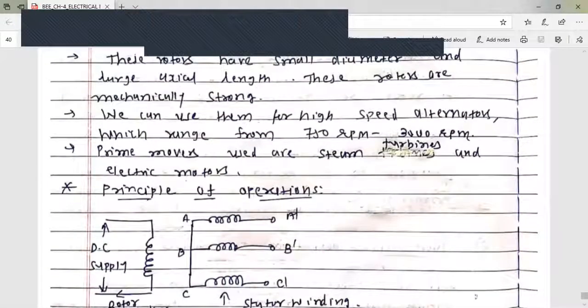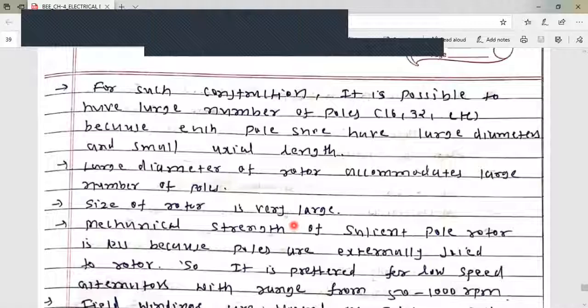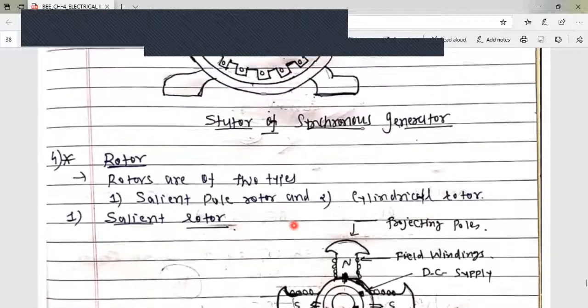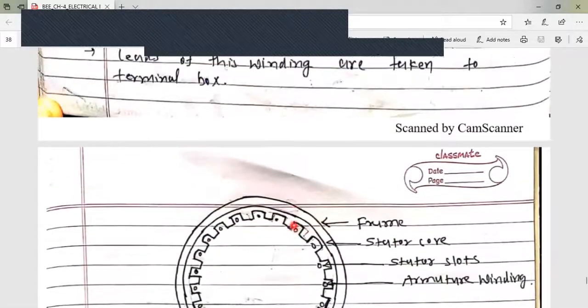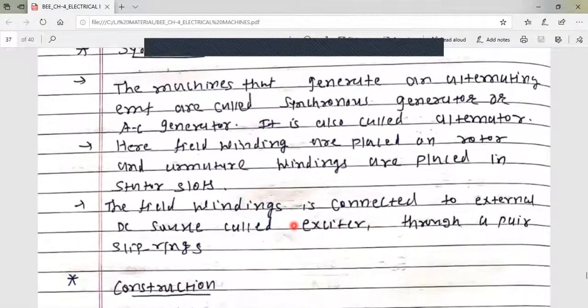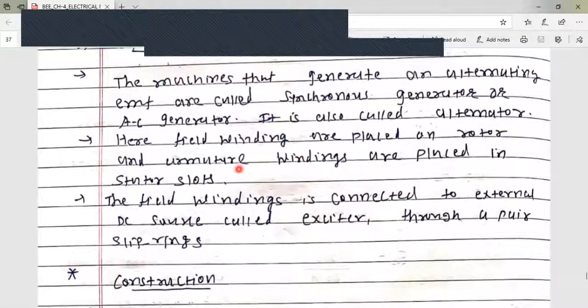Again, I repeat some important points which we have to keep in mind for the synchronous generator. First of all, keep in mind that armature winding is placed on stator slots and field windings are placed on the rotor. Field windings, as we have seen, are connected to an external DC source, which is on the rotor. It is also known as exciter.